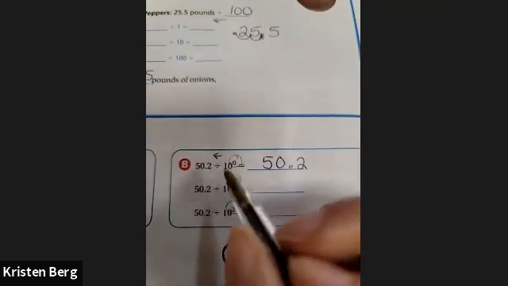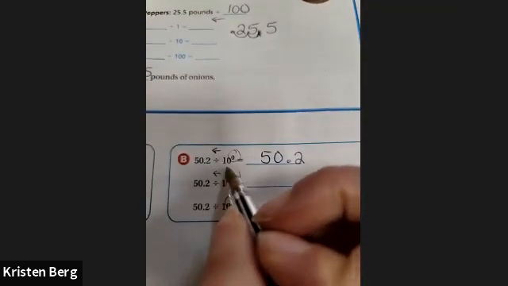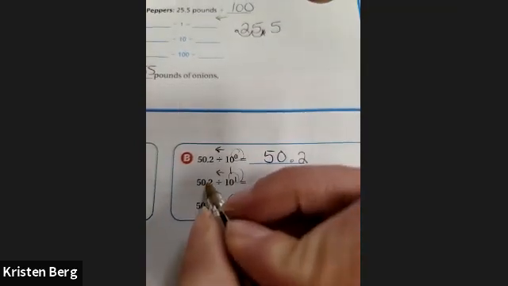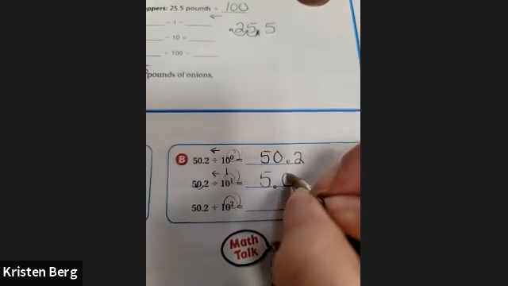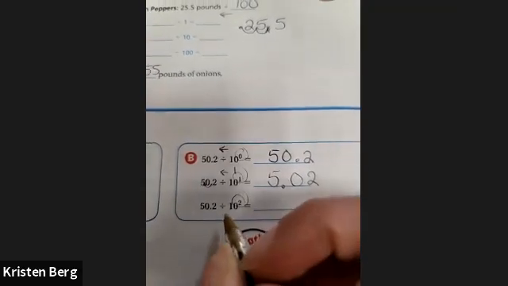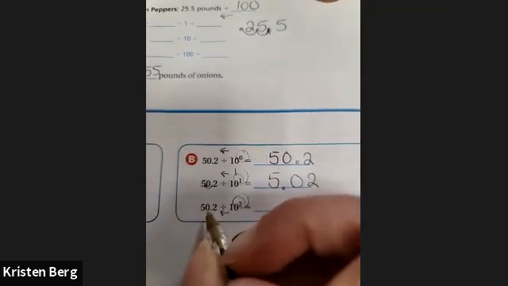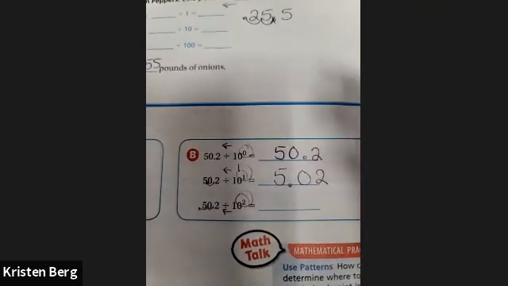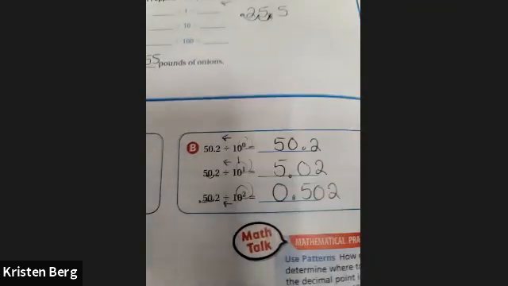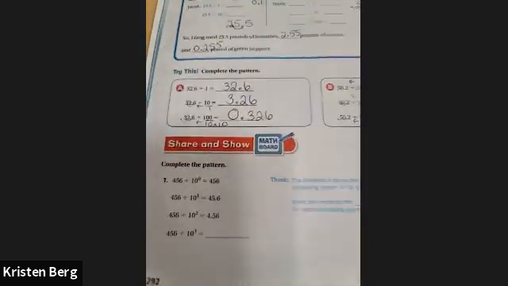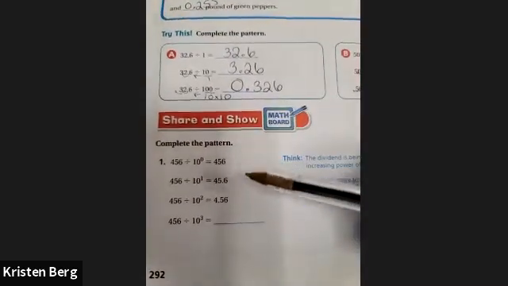Here it says you're going to be making it smaller by 1 place. So if I move it in 1 place, my answer is 5 and 2/100. Next, you're going to be moving it in 2 places. So your answer is 500 and 2/1000.